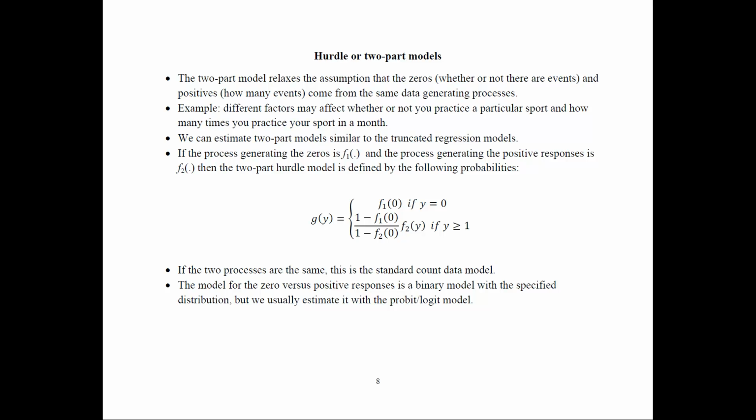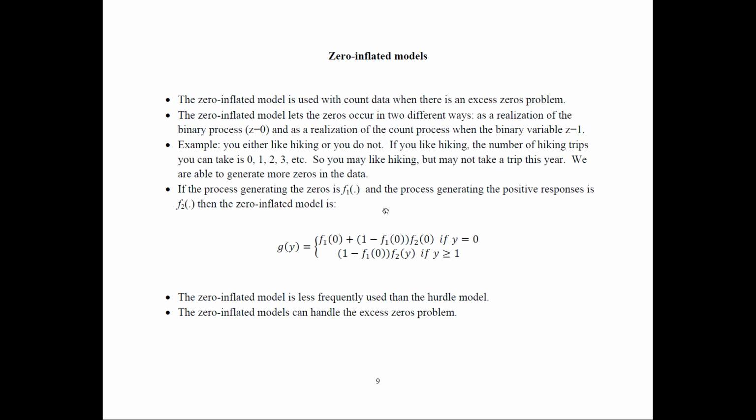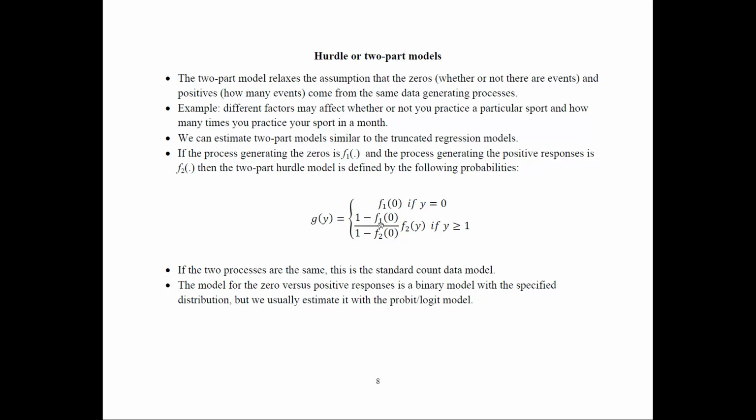So in this case, when we estimate these models empirically, the model for the zero versus the positive counts, like the model here, would be estimated using a binary model with the specified distribution. But we can also estimate this using a probit or logit model. So we're just looking at whether or not we have a zero or positives, where the positives are coded as 1. And then we would have a truncated model on the second one, where we're only considering the positive numbers and what affects those positive numbers.